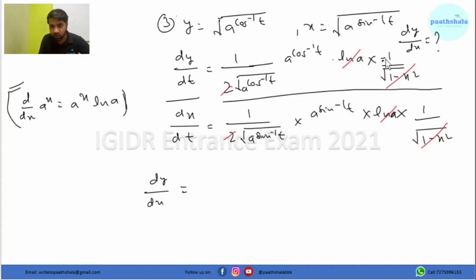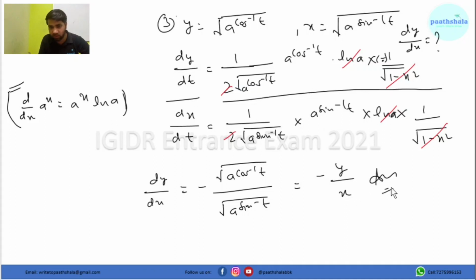So here this minus will come. Okay, so minus, and this root a to the power cos inverse t and a to the power cos inverse t will become under root a to the power cos inverse t after solving. Okay, similarly in the denominator, after solving a to the power sine inverse t and a to the power sine inverse t, this will become a to the power sine inverse t. And as you know, this value represents y and this value represents x, so this will be your final answer.